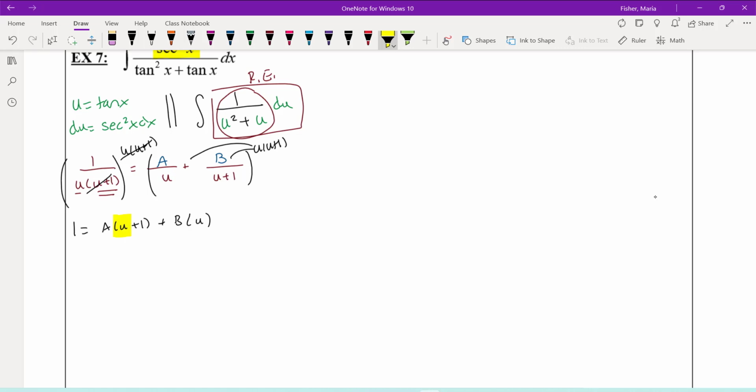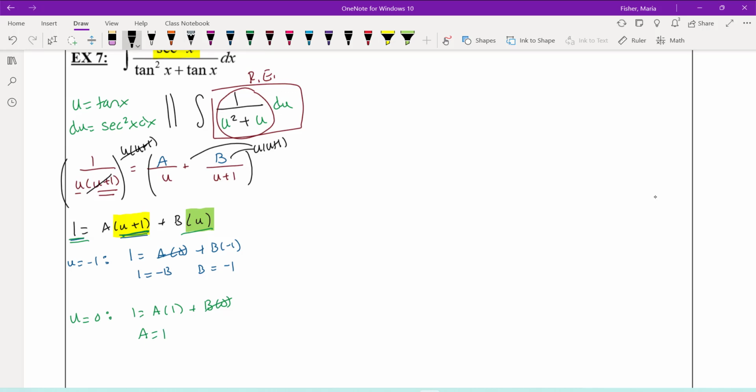Let's use convenient factors again. What's going to cancel this guy? Well, a negative 1. If u is equal to negative 1, I get 1 is equal to A times 0, which will cancel, plus B times negative 1. Therefore, I get 1 is equal to negative B, or B is equal to negative 1. What's going to cancel this guy? Well, a 0. So if u is equal to 0, I get 1 is equal to A times 0 plus 1 is 1, plus B times 0, that guy's going to cancel, and I just get A is equal to 1.